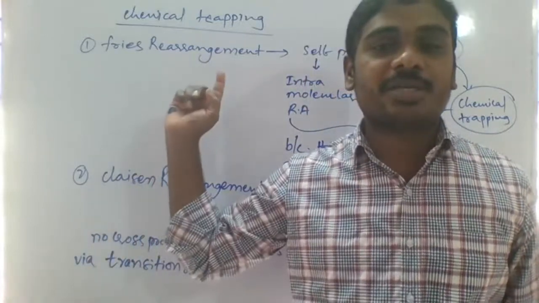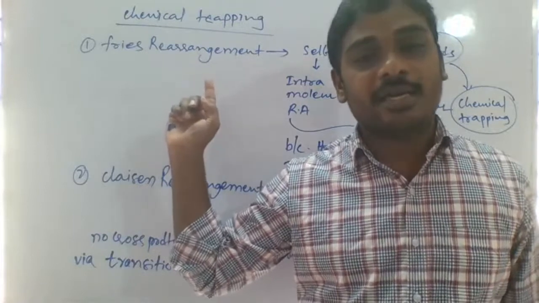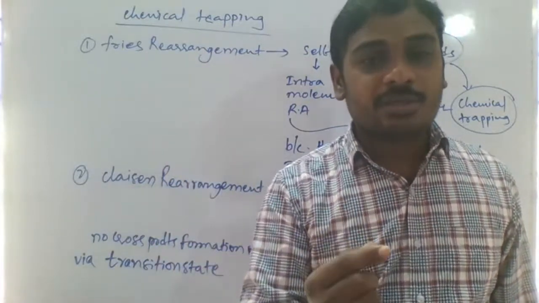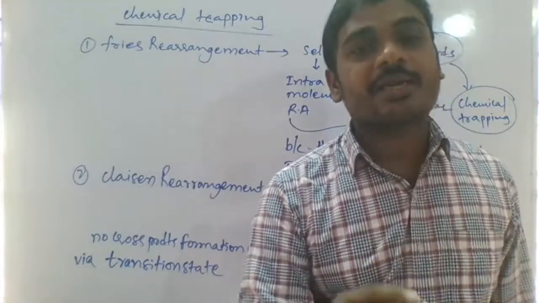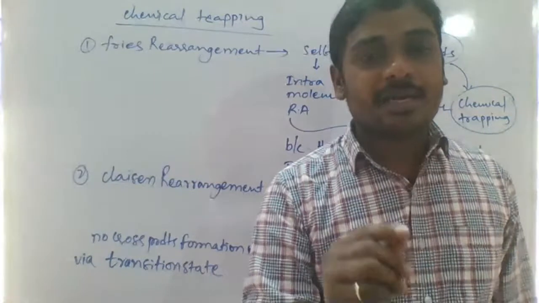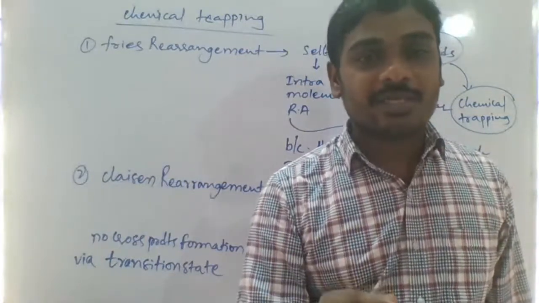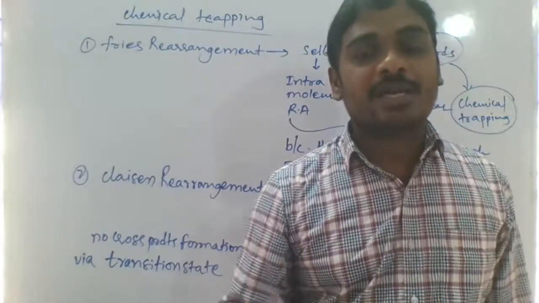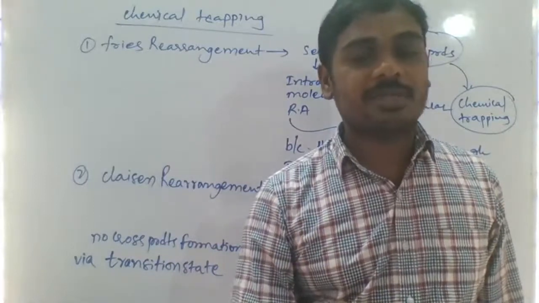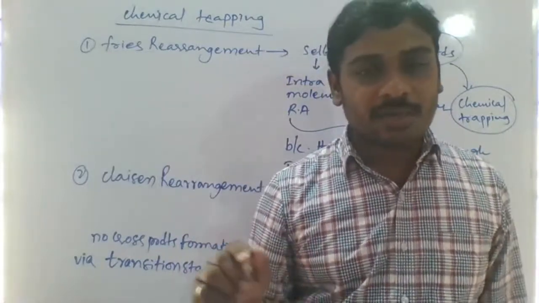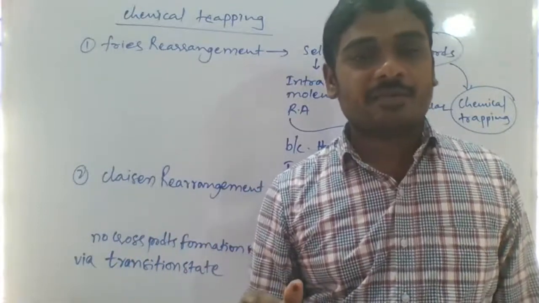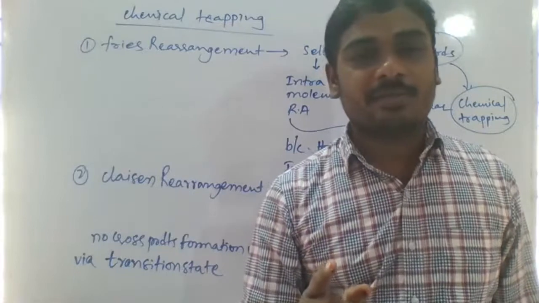But this reaction is proceeding via an intermediate. In a chemical reaction proceeding through an intermediate, cross products as well as self products are formed. Cross products mean intermolecular rearrangement, self products mean intramolecular rearrangement. But in the Claisen reaction, only self products are formed, no cross products, because it proceeds via a transition state. Therefore, here only self products are formed.